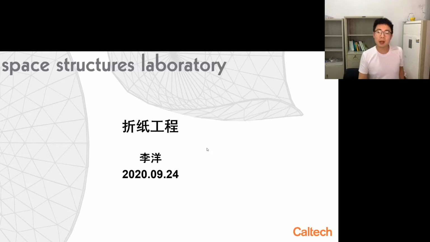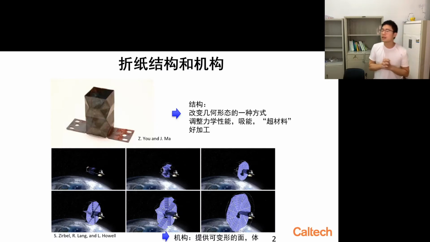Here's another talk on origami engineering. Origami can be used for two things: one is for thin-walled structures, and another is mainly for mechanisms. This talk will focus on mechanisms. You can really imagine that origami is about folding, about deforming, about reconfiguring.